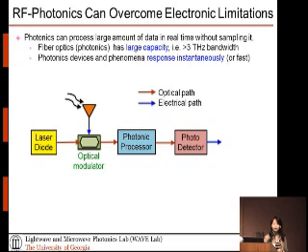And secondly, photonic devices and their phenomena respond instantaneously. Even if they are not instantaneous, they're really fast, at tens or hundreds of gigahertz speed. So after talking about the advantages, maybe I can show you the high-level architecture of our photonic system.